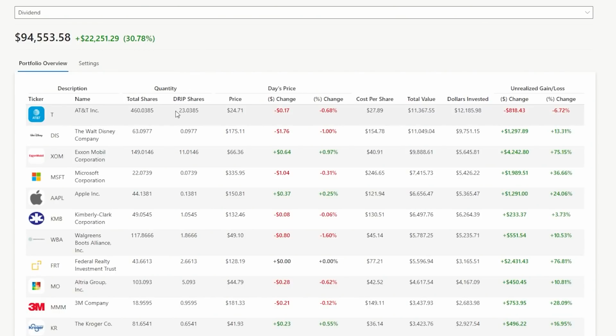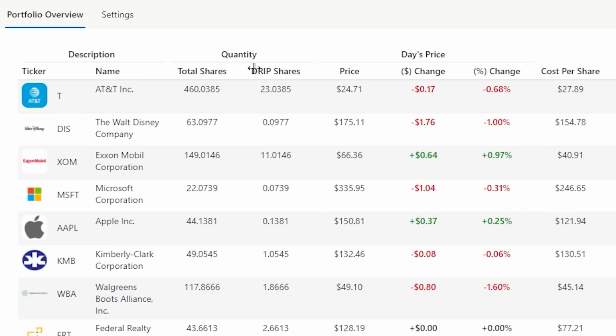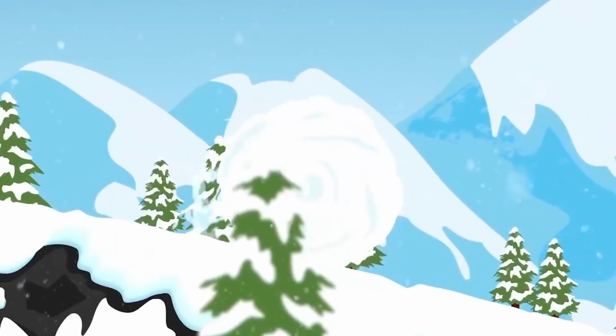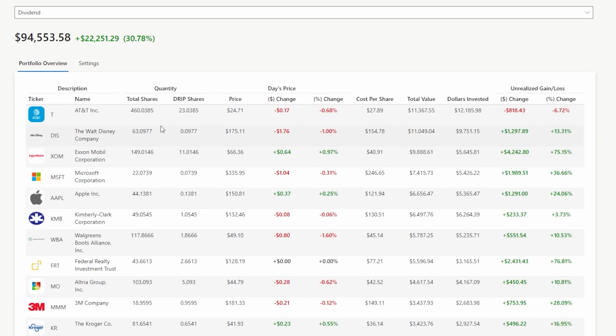Dividend reinvestment can be very powerful over time. For example, I have 23 shares of AT&T just from reinvesting dividends. I have 11 DRIP shares from ExxonMobil as well. This is significant money in its own right, but these additional shares also help increase my future income. This is the compounding effect at work. My largest holdings are AT&T, Disney, ExxonMobil, Microsoft, and Apple. I've made videos on many of these stocks.